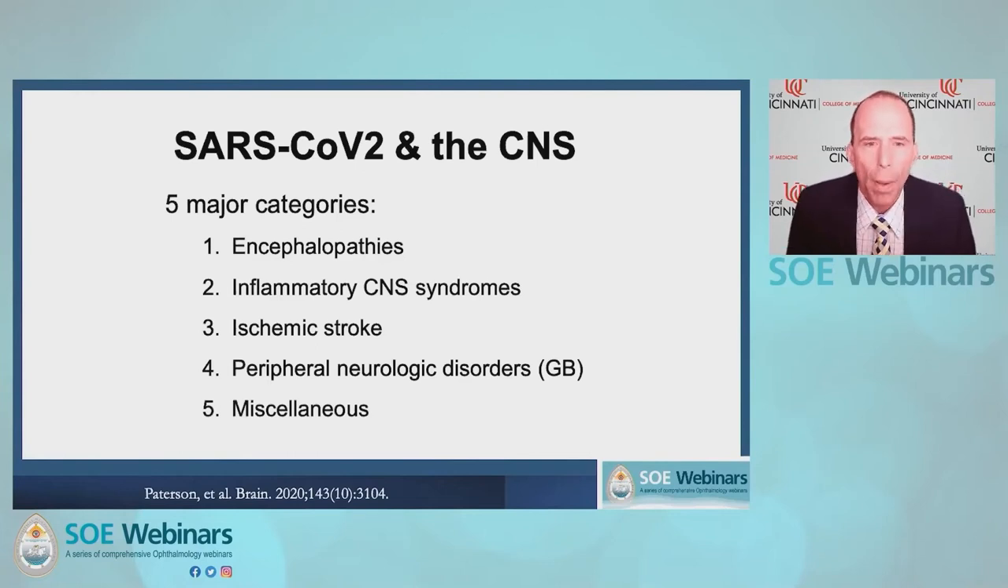This publication from last year, Patterson et al., reviewed SARS-CoV-2 and the central nervous system and basically identified five major categories. Now they're cheating a little bit because number five is miscellaneous, but as you can see, the categories they identified were encephalopathies, inflammatory central nervous system syndromes, ischemic strokes, and peripheral neurologic disorders. And then of course that miscellaneous.